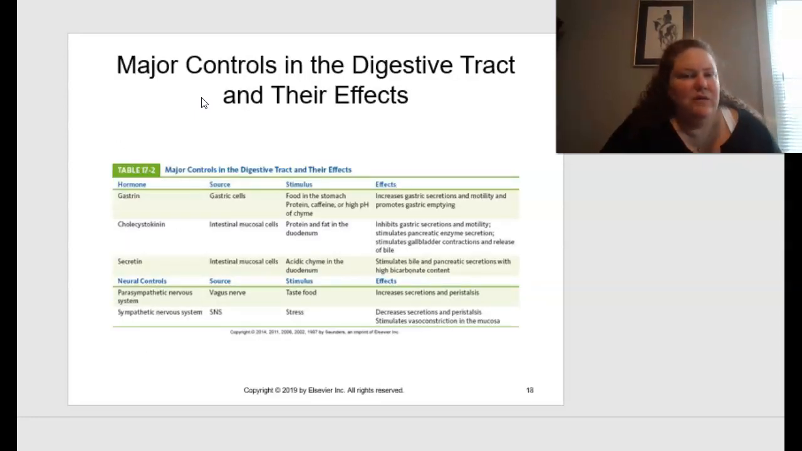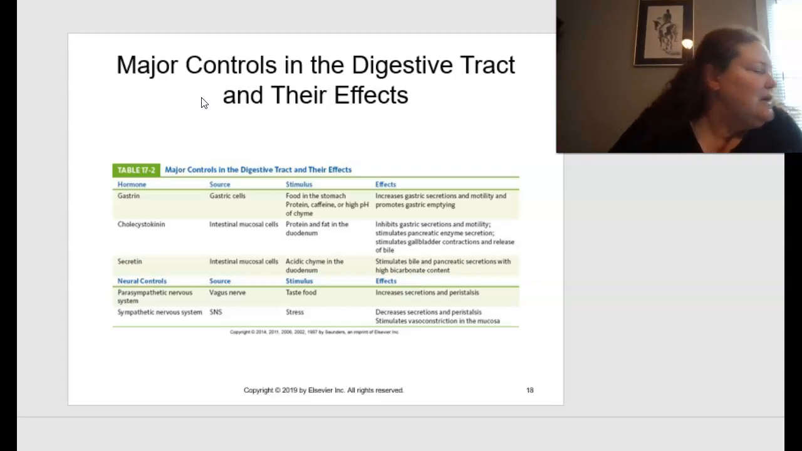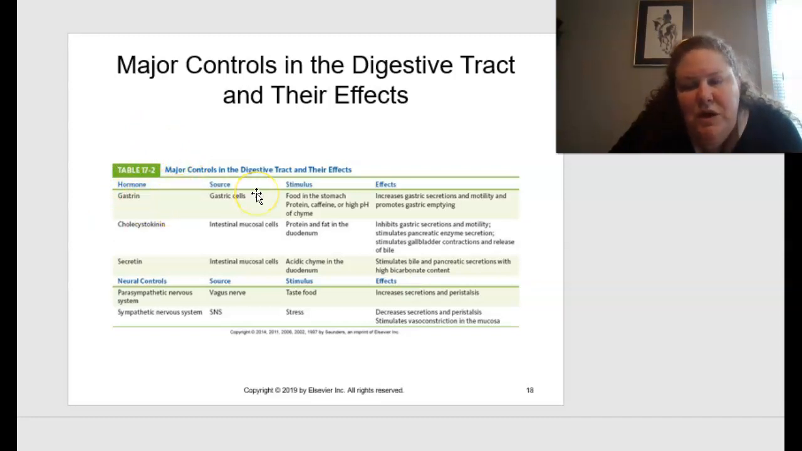So here is a summary of the major controls of the digestive tract and their effects. This is table 17.2, and this is on page 434. So again, this would be great for flashcards. Gastrin: gastric cells are the source. The stimulus is food in the stomach. The effect is that it's going to increase the gastric secretion and the movement and promotes gastric emptying, right?